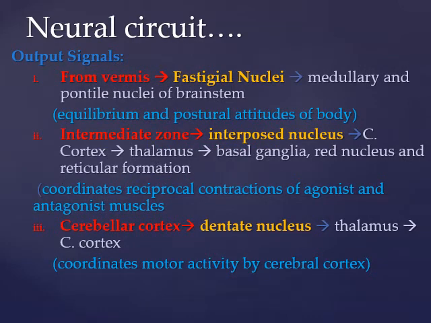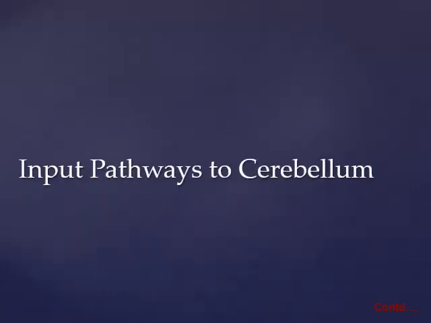So now you can go through these written slides. These have been written for summarizing things which have been taken from Guyton and Sherwood. You can go through them, the tracts from the vermis, intermediate, and the cerebellar cortex. I am just making things easy for you.